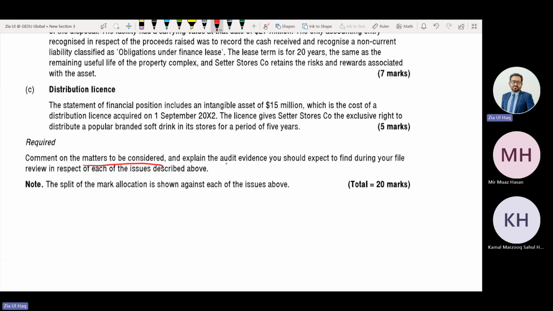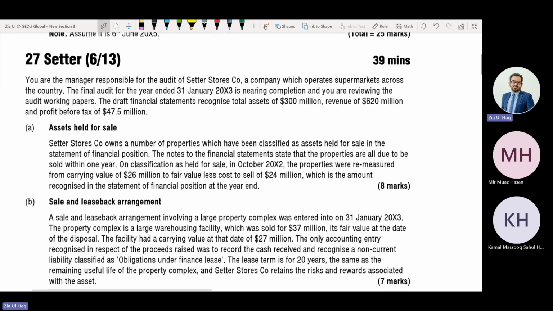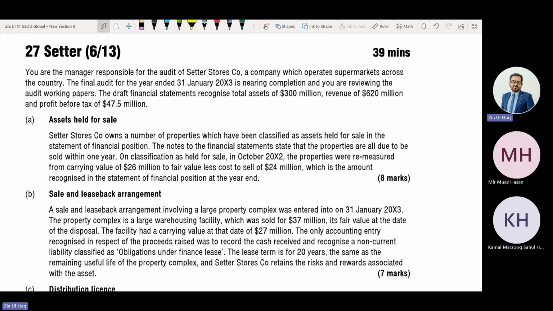And explain the audit evidence you should expect to find during your file review in respect of each of these issues described in the working paper. What should be the evidence relating to this matter? Are you with me? The same question we covered, Francis and part of Osier. Matter and evidence, after procedure, evidence in the working paper. For part A, you need to deal for 8 marks, including matter plus evidence. So we need to discuss the matters, materiality, accounting standard. And then for 4 marks, you need to provide evidence.